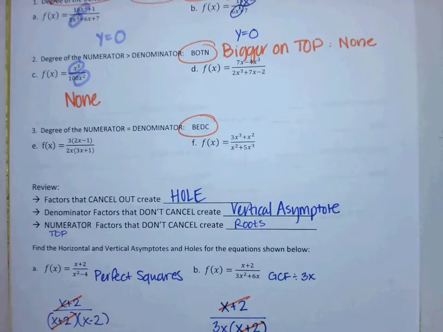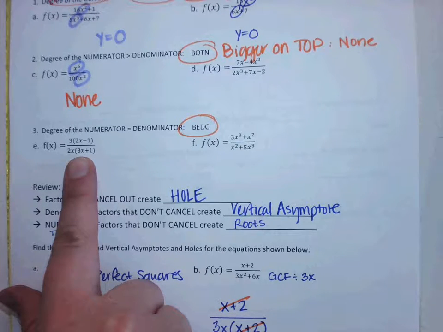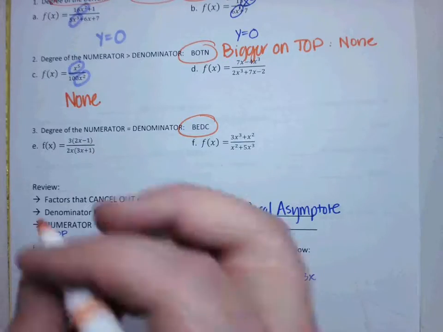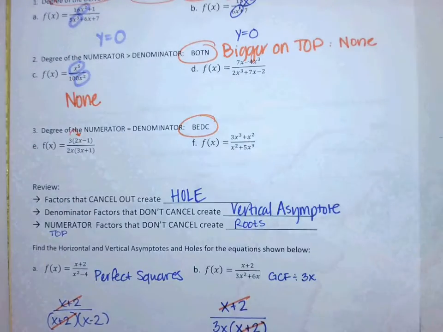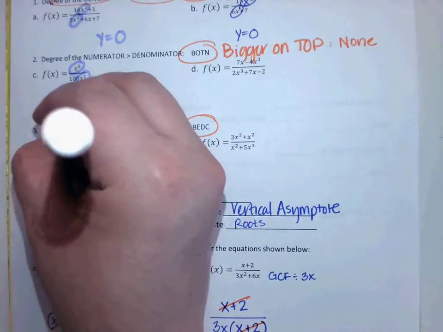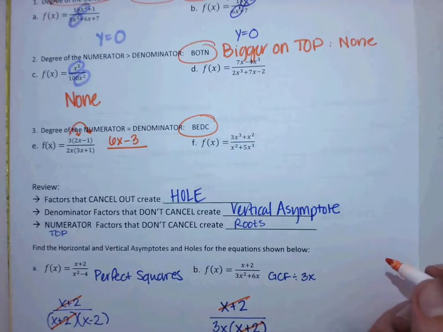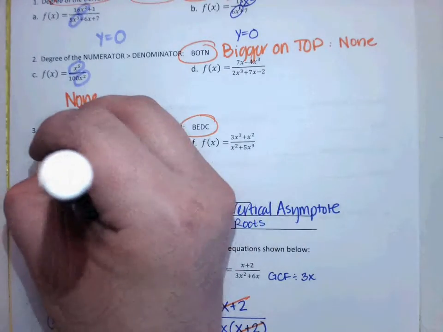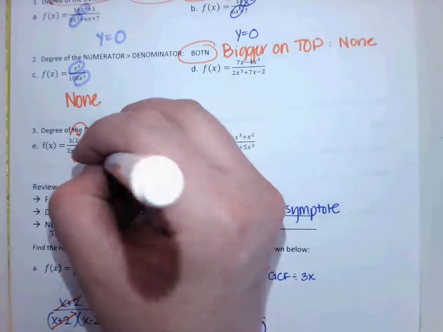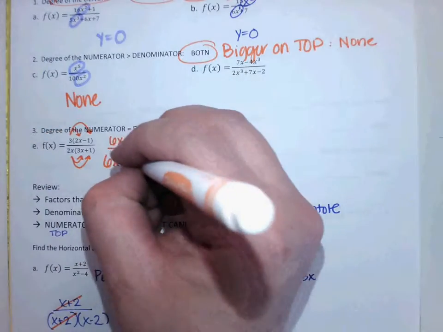Look at letter E. This one is already factored for you, but in order for you to know if it's a Bobo or a bottom, you're going to have to times it out. So if I'm looking at letter E, what is 3 times 2x? 6x. Okay, then 3 times minus 1 is minus 3. On the bottom, what is 2x times 3x? 6x squared. And then 2x times plus 1 is a plus 2x.